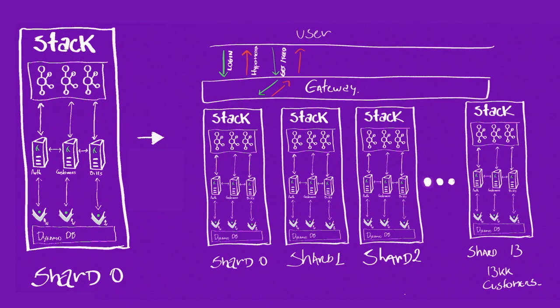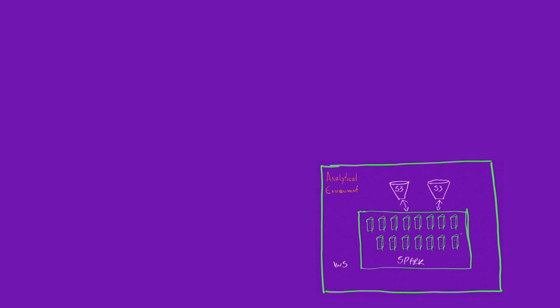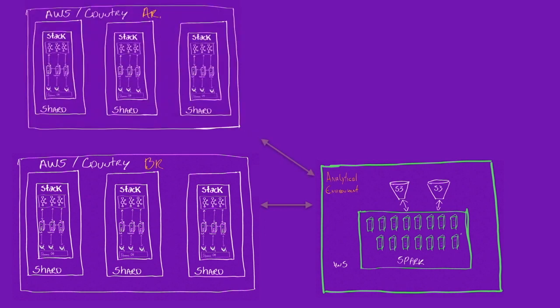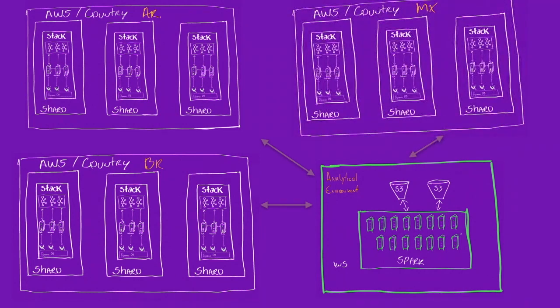And more than that, now that we are expanding to other countries as well, we are also sharding by country. So we have an AWS account just for Brazil, sharded by customer there, and we have an AWS account for Argentina and another one for Mexico. And it's important to say here that our data platform needs to know everything and get data from all these different places, different accounts as well.